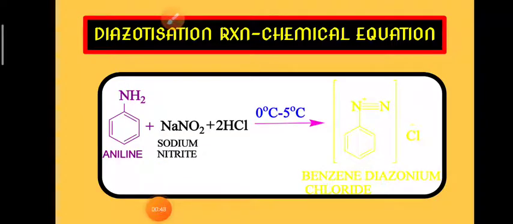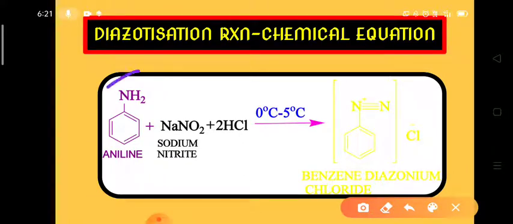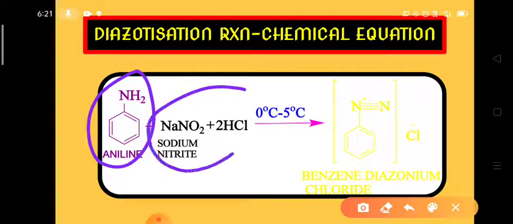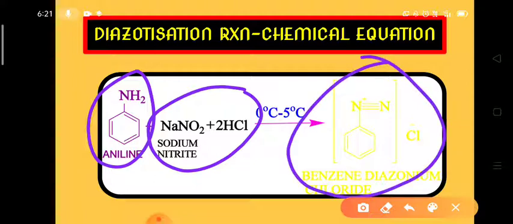Here we can see the simple diazotization reaction. We can consider aniline as the best example for the primary aromatic amine. This aniline or primary aromatic amine reacts with nitrous acid and forms benzene diazonium chloride.